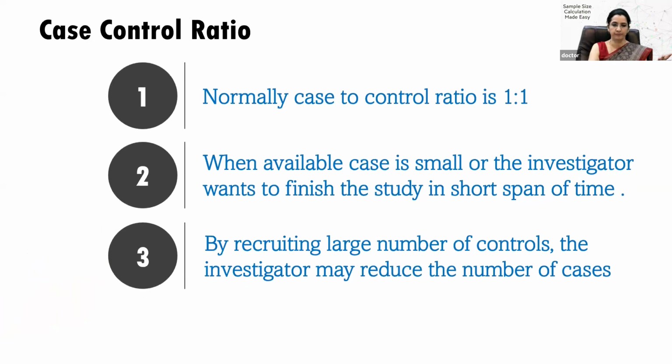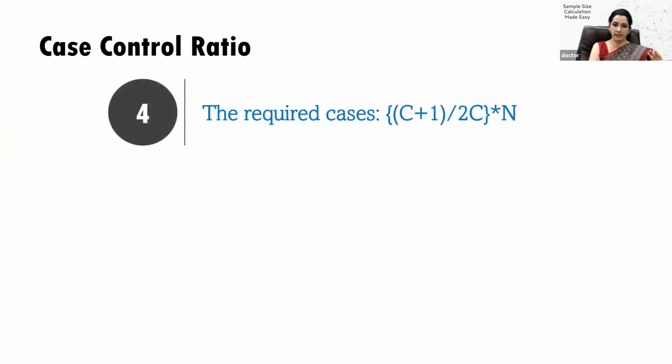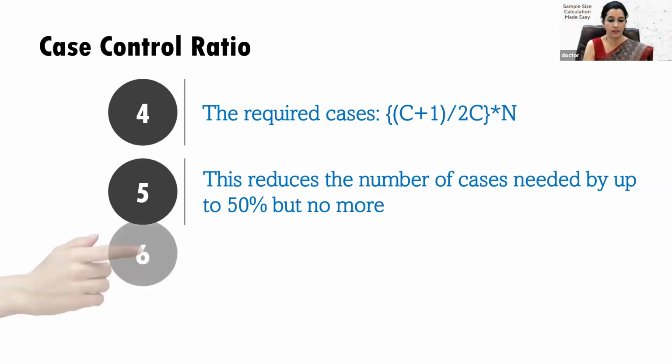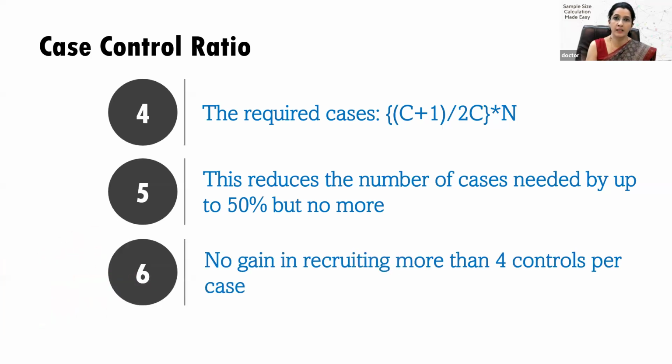number of cases. So there's a formula, which is (C plus 1) divided by 2C, multiplied by N. This is the formula for the required number of cases, and this N is the number of cases. So you have to multiply with this to reduce the number of cases. We will see how to do that. But this reduces the number of cases maximally by 50%, not more than that. And there's no gain in recruiting more than 4 controls per case.